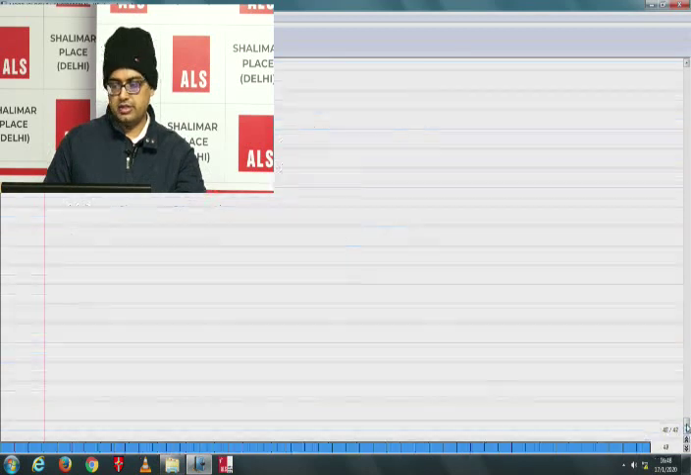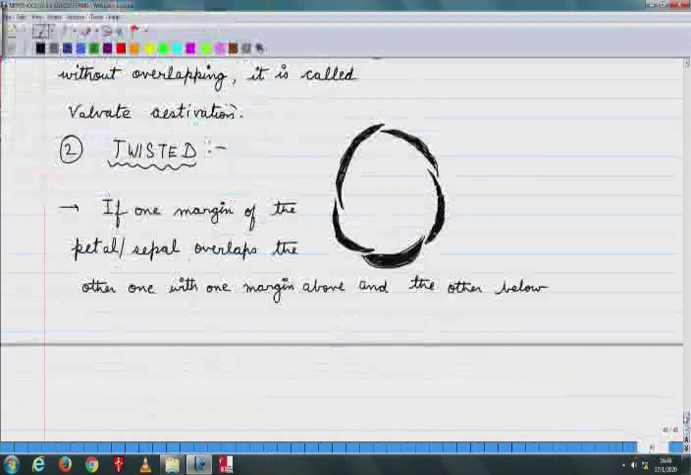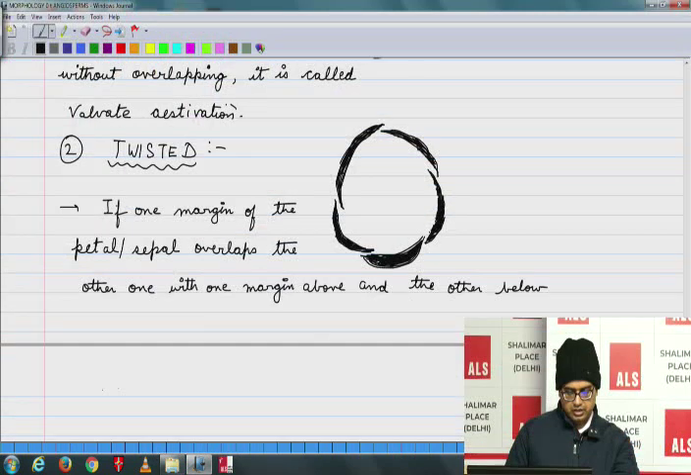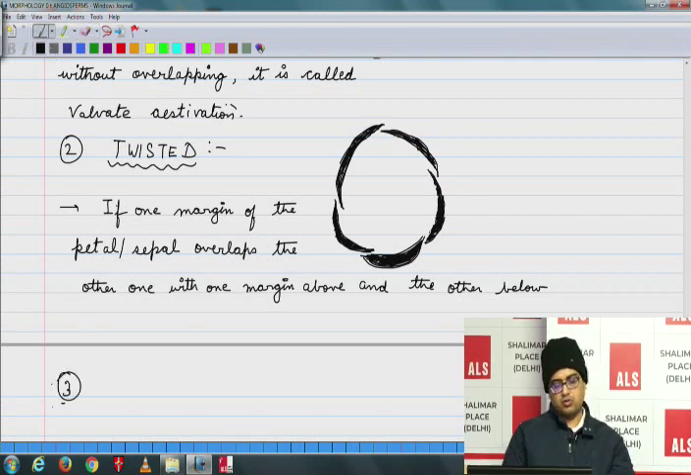Now let's move on to the next type of estivation. That is, it's a bit complicated. Imbricate estivation is a completely complicated kind of situation. Let me explain.